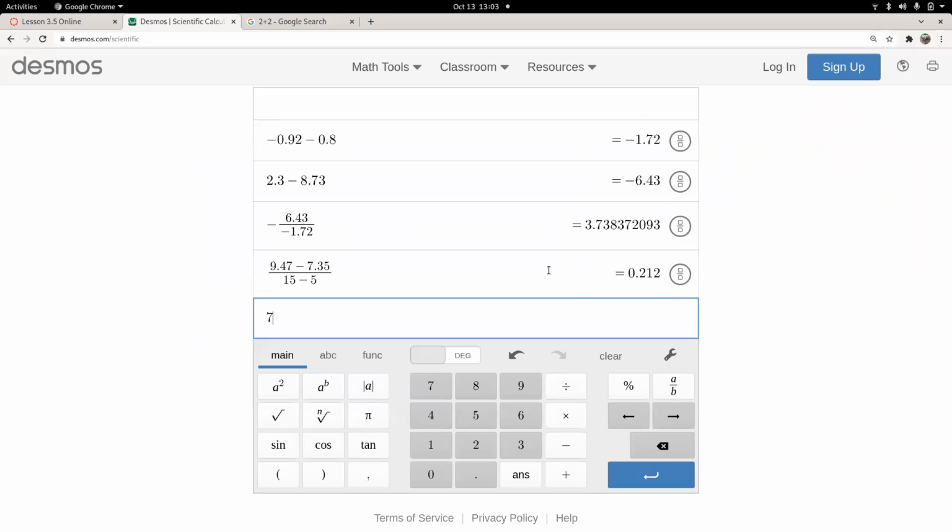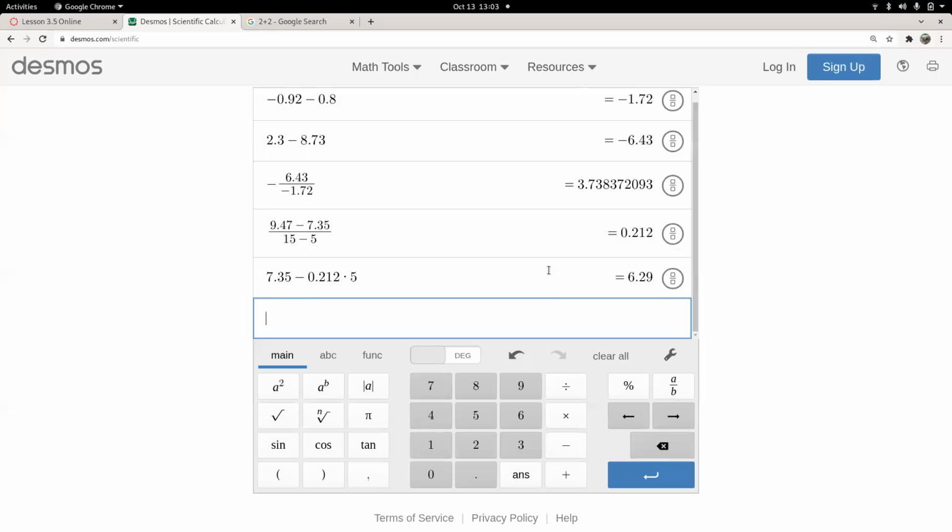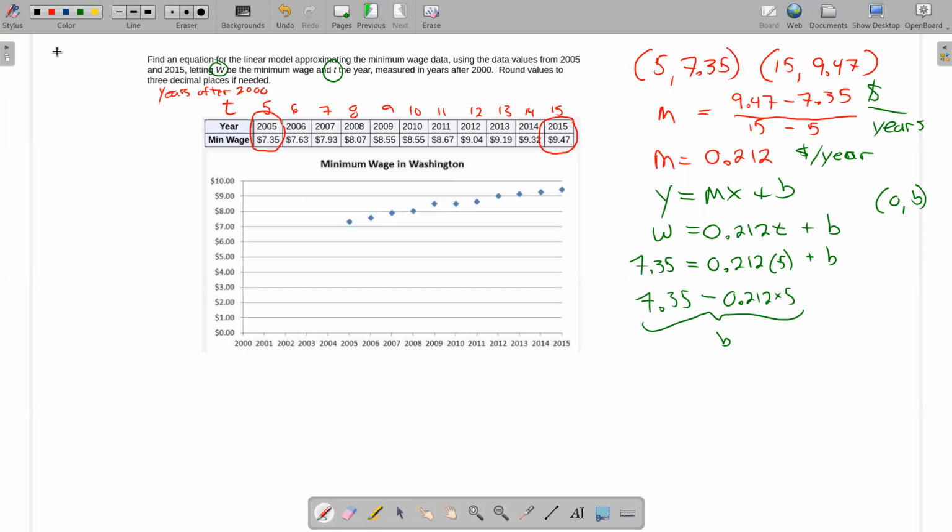All right, so 7.35 minus the slope, 0.212 times 5. And so I'm getting 6.29 for the y-intercept. So B is 6.29. And then if I hold a piece of paper up to those points on my screen through the first and the last, does it seem reasonable that we hit a little above $6? And yeah, that looks good.